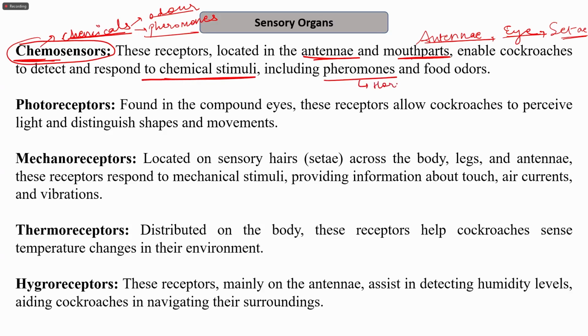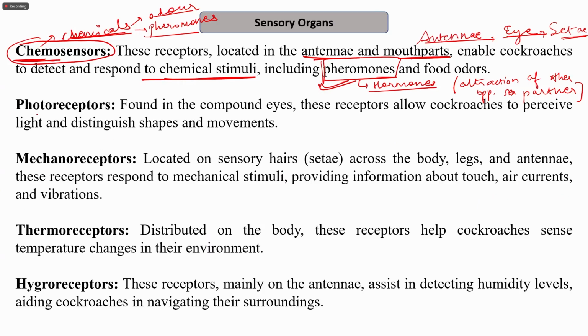Pheromones are the hormones which are secreted, and they sometimes help in attraction of the other, opposite sex partner. So it gives a peculiar smell. In the studies, it has been shown that pheromones also help in the attraction of the other opposite sex partner. So it enables the cockroaches to detect and respond to chemical stimuli, including pheromones and food odors.